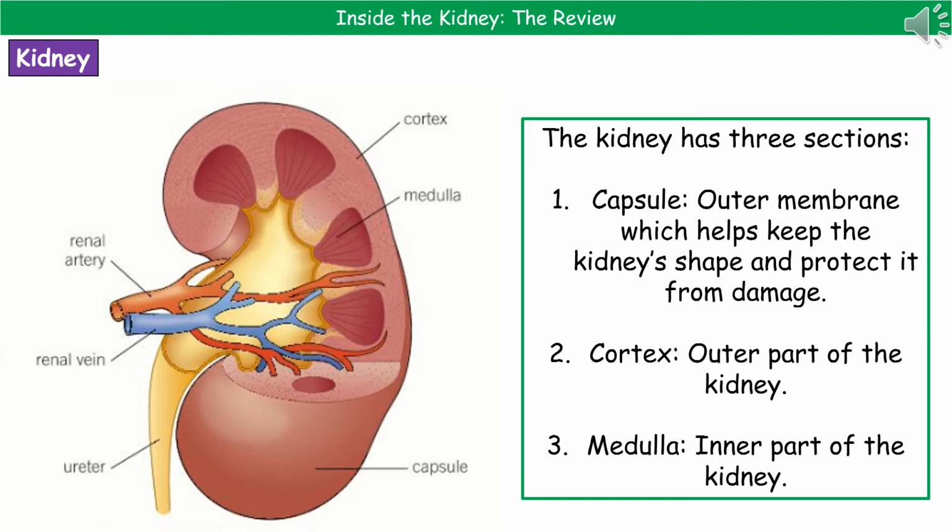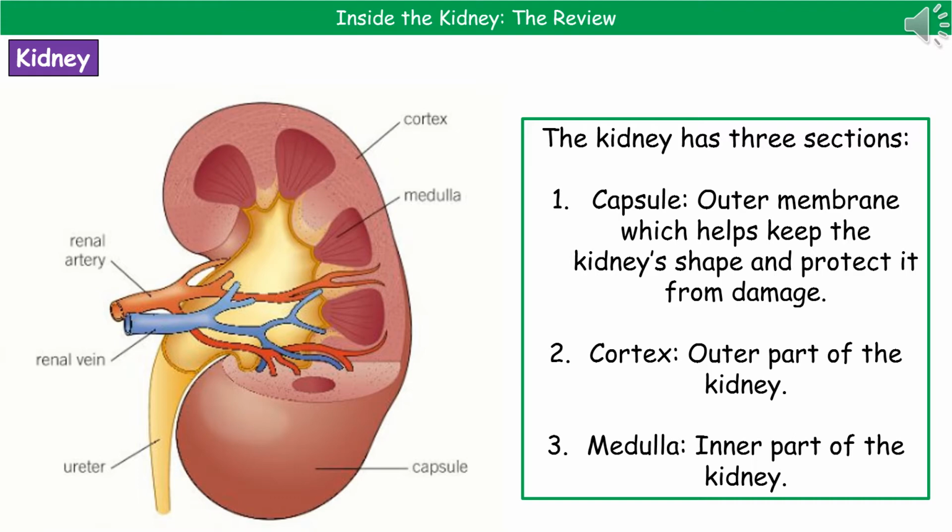So if you remember, the tube that goes from the kidney down to the bladder is the ureter. Coming into the kidney and supplying it with the blood is the renal artery, and leaving the kidney to take the blood away from it, the renal vein. When you see the word renal, it just means to do with the kidney.